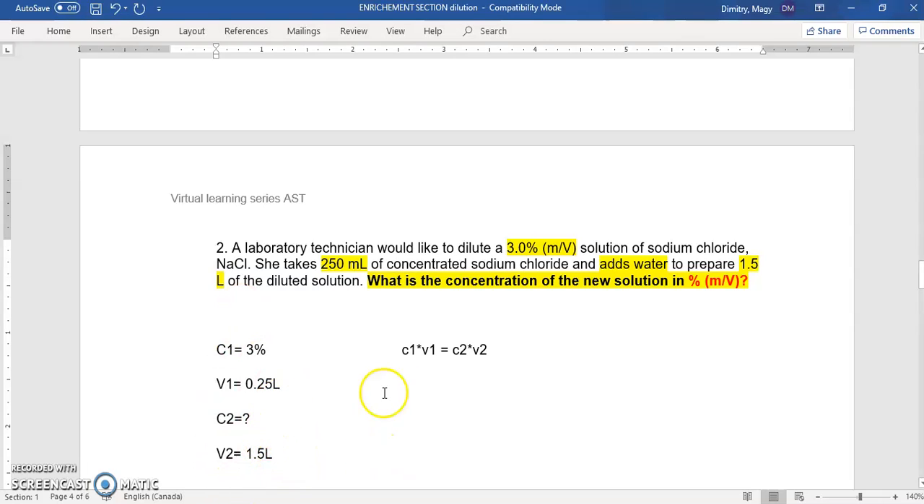Once you've established this information, you use the formula C1 times V1 equals C2 times V2, and you plug in your information. Even that, you can leave in percentage, it's fine. 3% times 0.25 liters equals C2, which I'm looking for, times V2, which is 1.5 liters. Then you solve: 3 times 0.25 is 0.75.